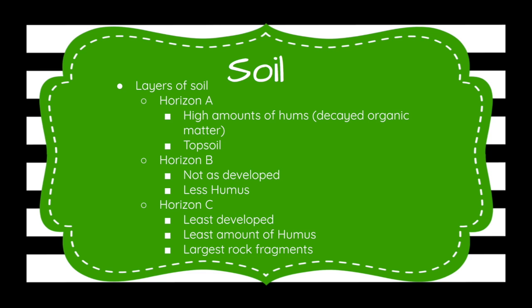Layers of soil. There are 3 main layers of soil: Horizon A, Horizon B, and Horizon C. As you work your way into the soil, you're going to get a lesser amount of humus, which is decayed organic matter, and it's going to be less developed. So your bottom layer is going to be your least developed layer. It's going to also be the layer that has the least amount of humus. That is Horizon C. Horizon B is going to be not as developed and have a little less humus than Horizon A. And Horizon A is the topsoil. It's going to have the most humus, and it's going to be the most developed layer.